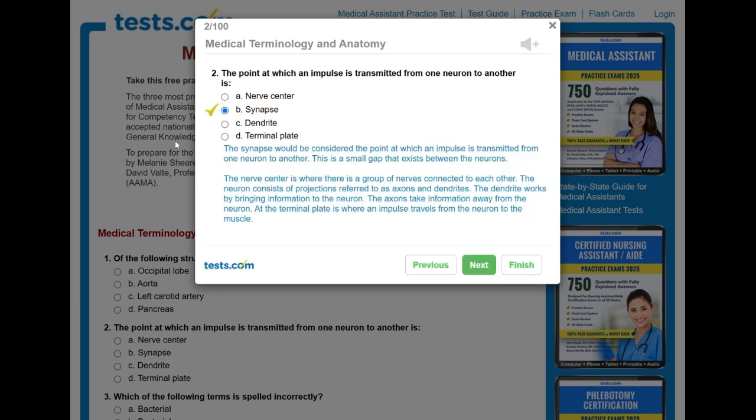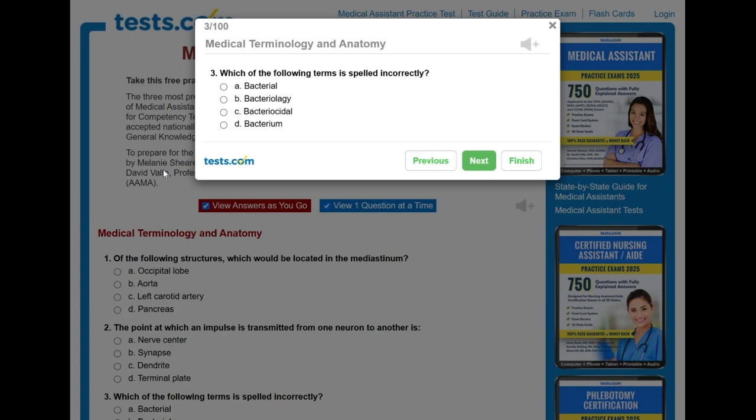B. Synapse. The synapse would be considered the point at which an impulse is transmitted from one neuron to another. This is a small gap that exists between the neurons. The nerve center is where there is a group of nerves connected to each other. The neuron consists of projections referred to as axons and dendrites. The dendrite works by bringing information to the neuron. The axons take information away from the neuron. The terminal plate is where an impulse travels from the neuron to the muscle.